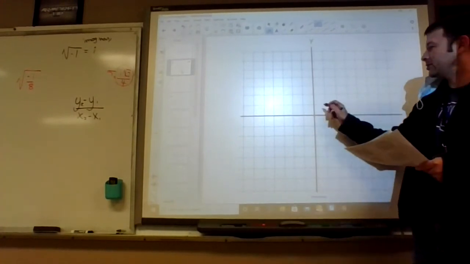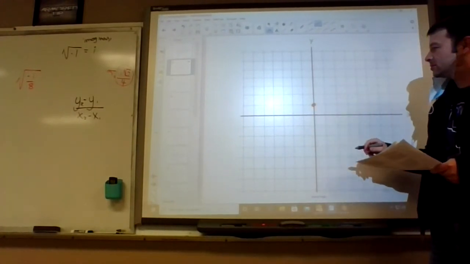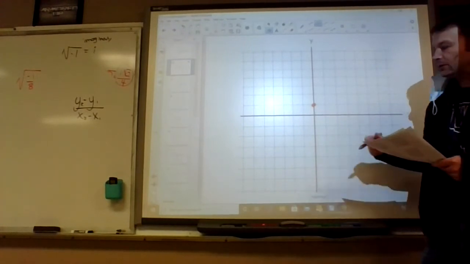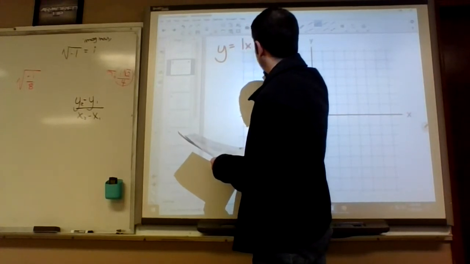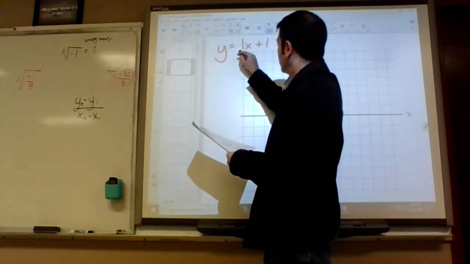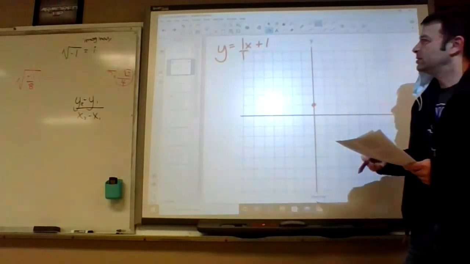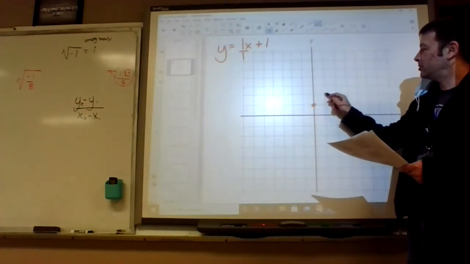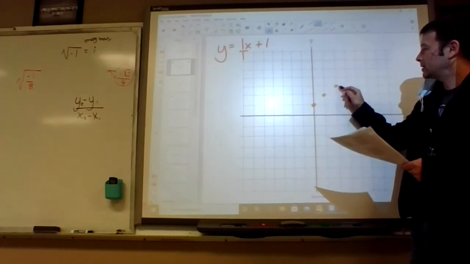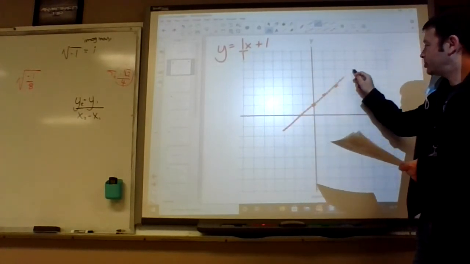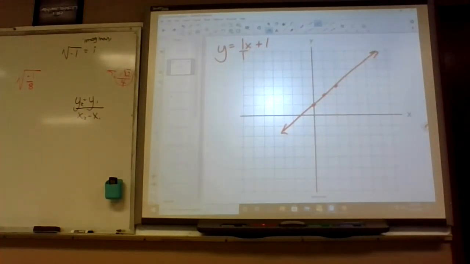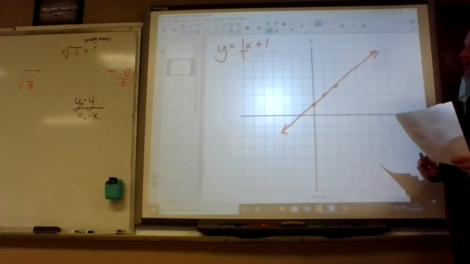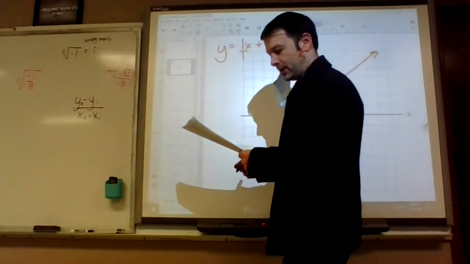Positive 1 on the y-axis, then where do I go? Okay, if there's no number in front of the X, there's a 1 in front of the X. How do I write 1 as a fraction? 1 over 1. Up 1, right 1. So it's a perfect diagonal. Mine's not quite perfect, but you guys could do it.